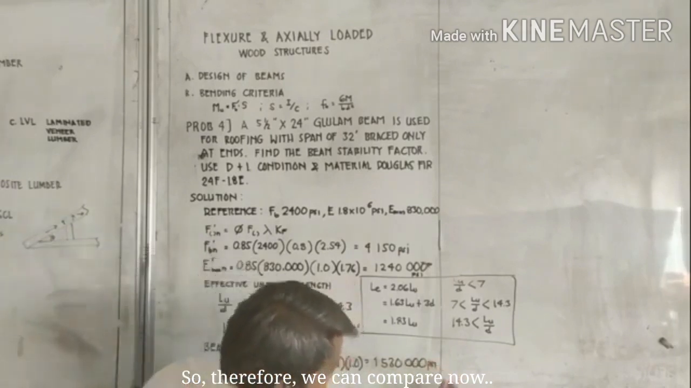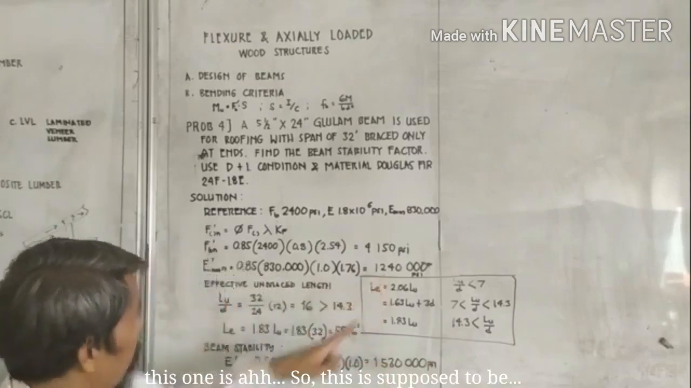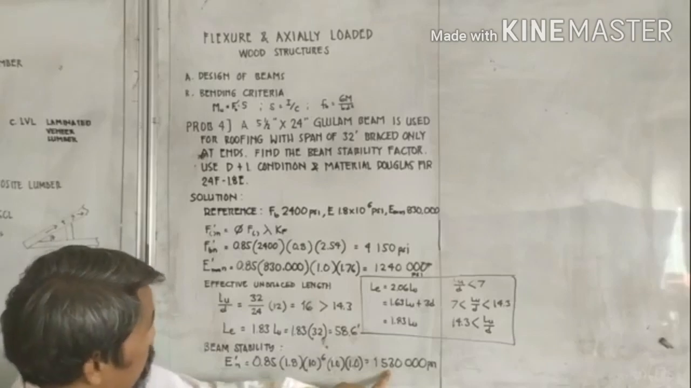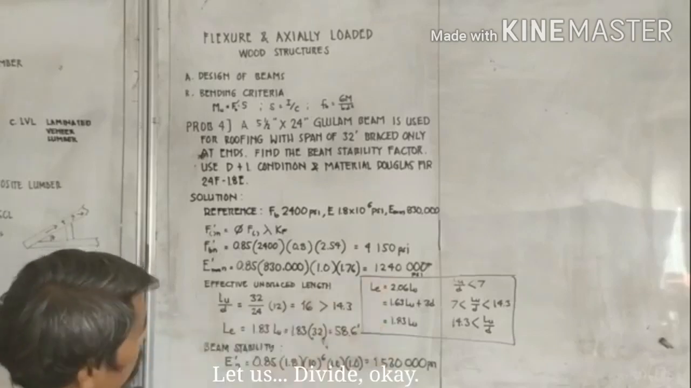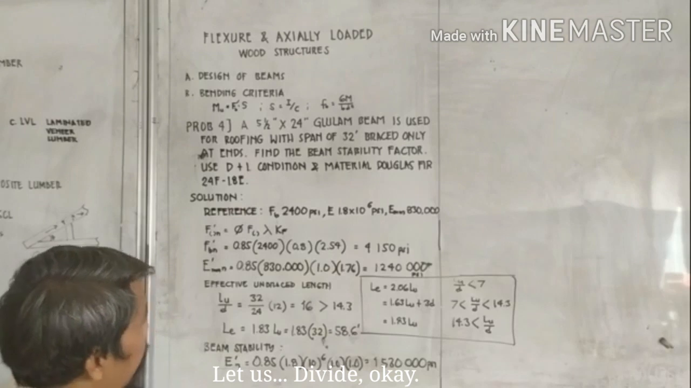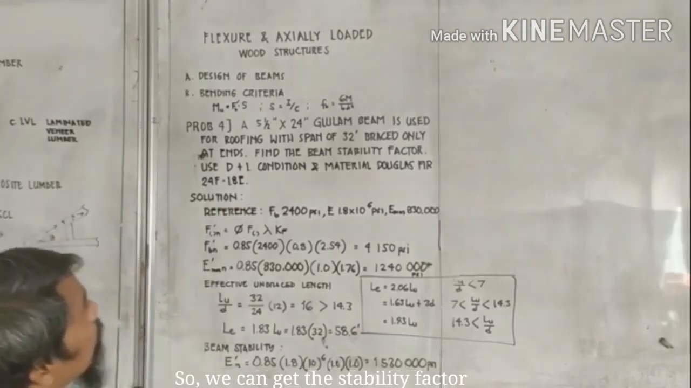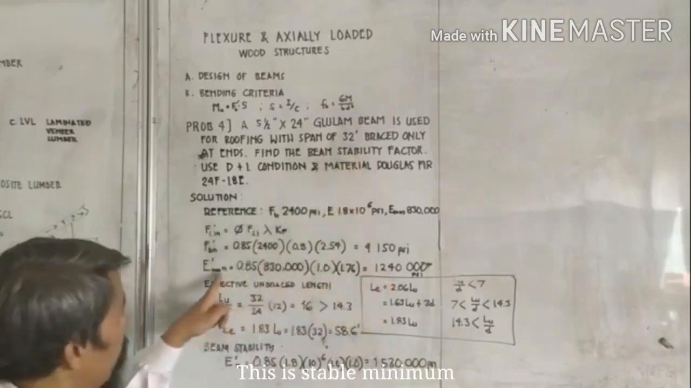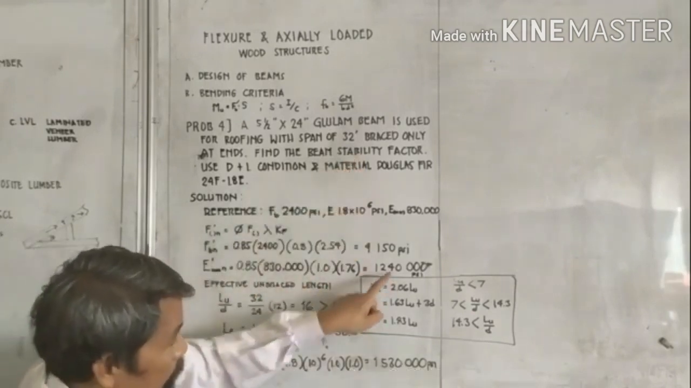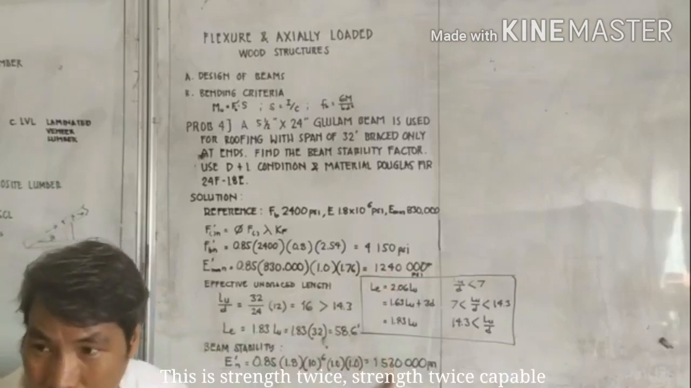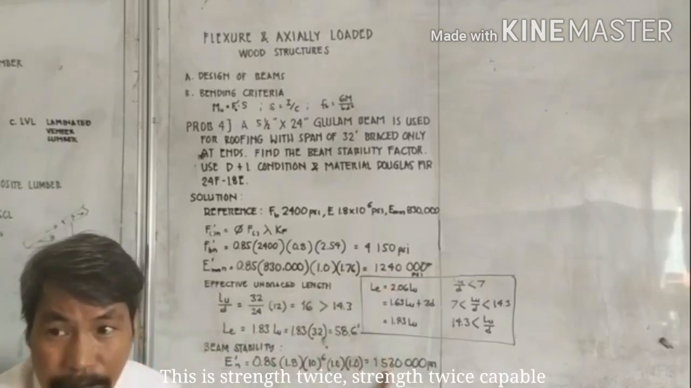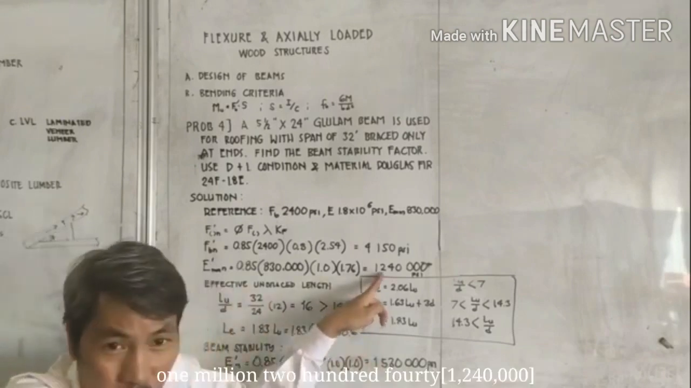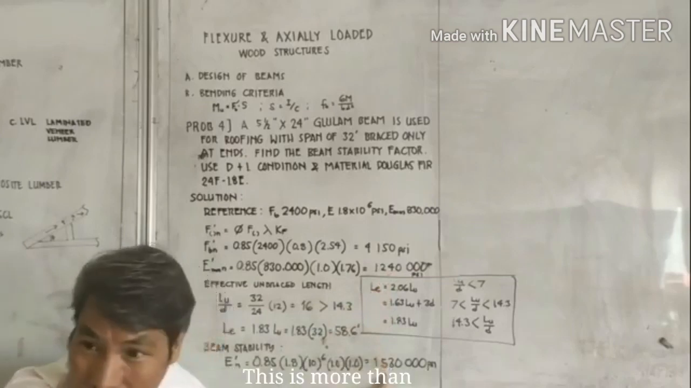Compare this one. So this is supposed to be 5. So let us divide, so that we can get the stability factor. This is stable, minimum. This is strength-wise. Strength-wise, capable, but not stable because stability is up to 1,240,000. This is more than.